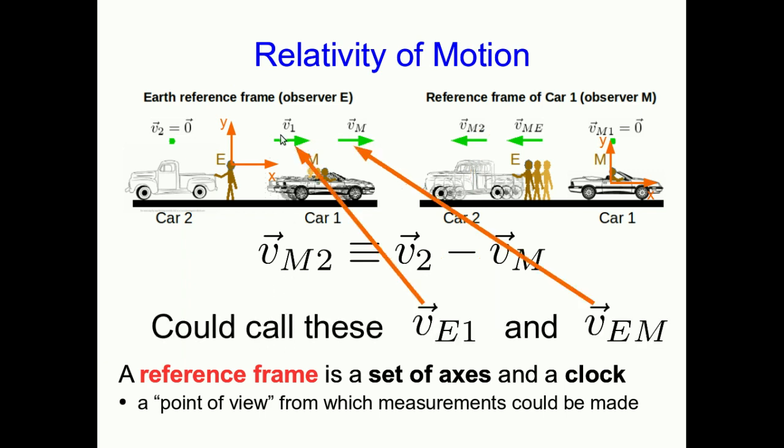And notice that I could have called these two velocities VE1 and VEM, but you probably feel there are quite enough subscripts in this course already, and so when I'm talking about velocities relative to the Earth frame, because that's the frame we most often make measurements from, it's sort of our default, I'll tend to drop the E's.